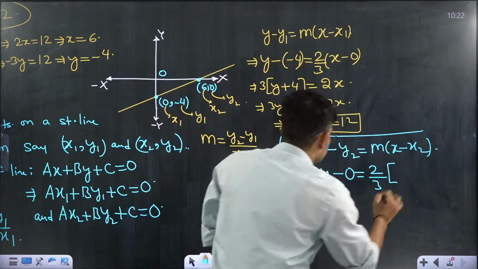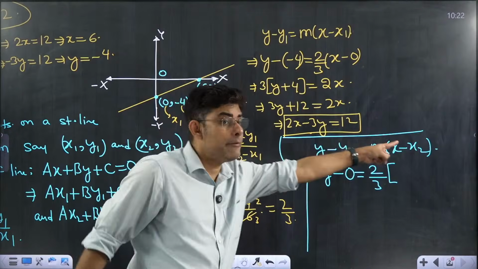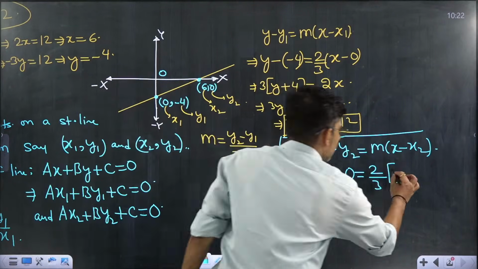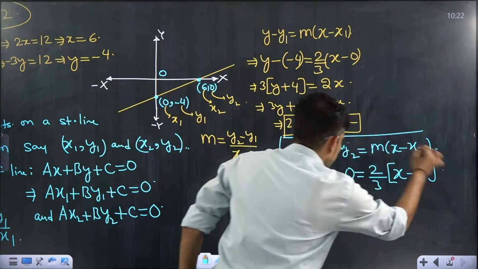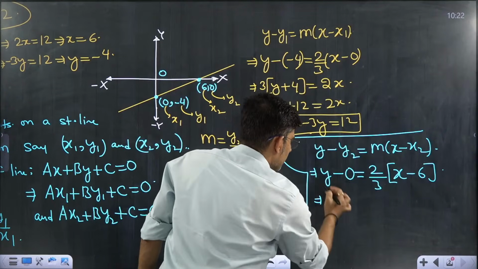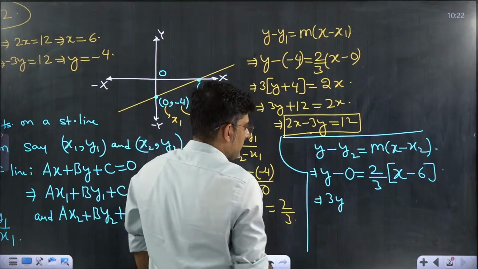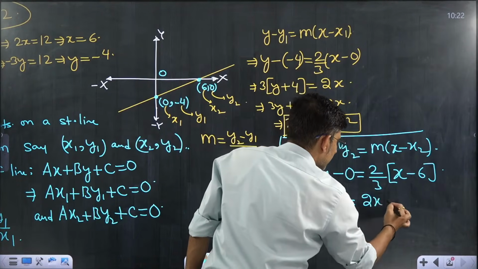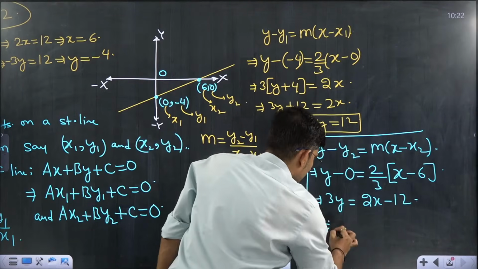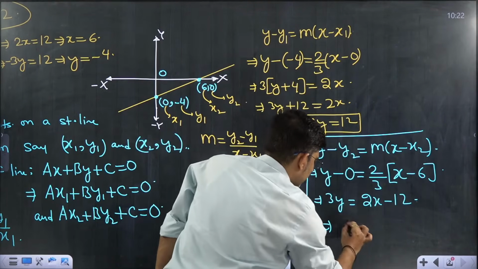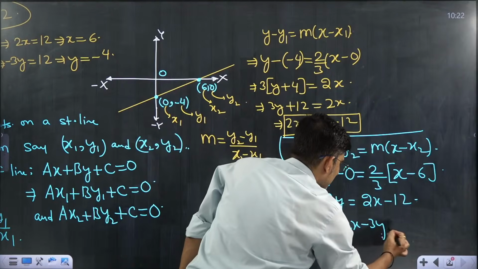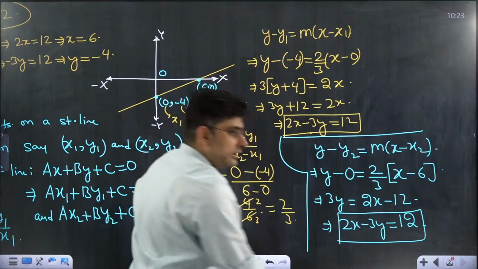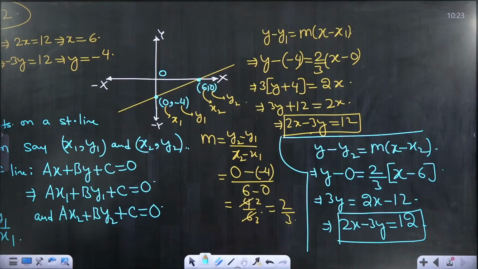Now if I have selected y2 as 0, then I have to take x2. What is x2 here? x2 is 6. So I will write x minus 6. Let's cross check again. Multiply 3 into y, it comes this side. 0 is gone. This side 2x minus 12. Again take 12 this side, 3y that side, and you will not be surprised to see that the same form comes. Check.